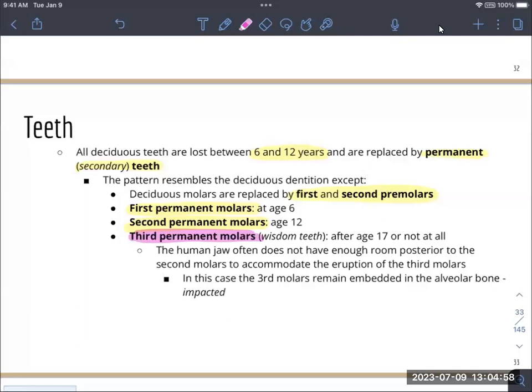The human jaw is not usually large enough. We don't usually have enough room to accommodate these third molars. So sometimes these third molars can remain embedded, or also called impacted. Sometimes when this happens, depending on where they're at and how they're impacted, they may need to be removed to allow for the rest of your teeth to have enough space.